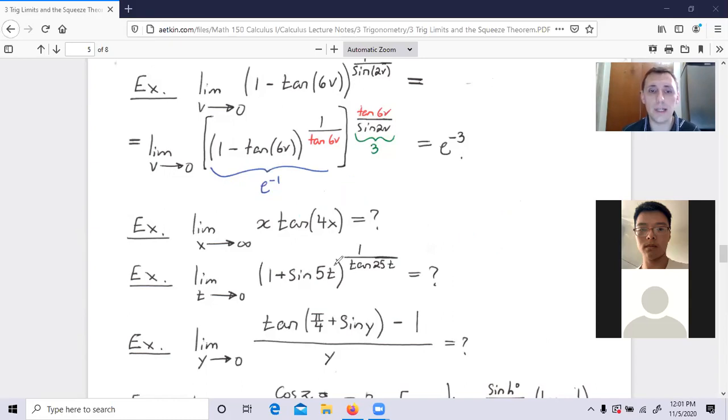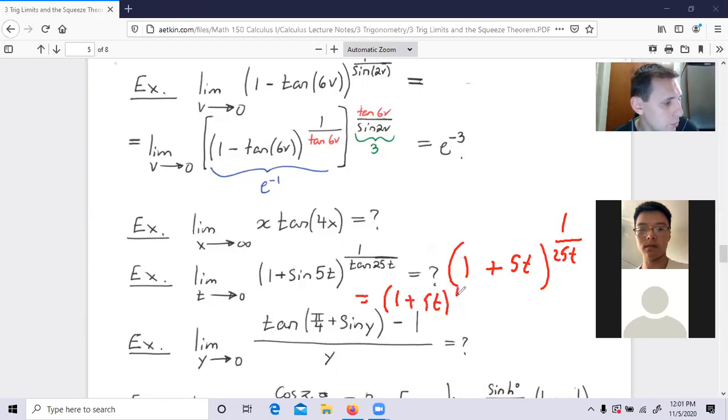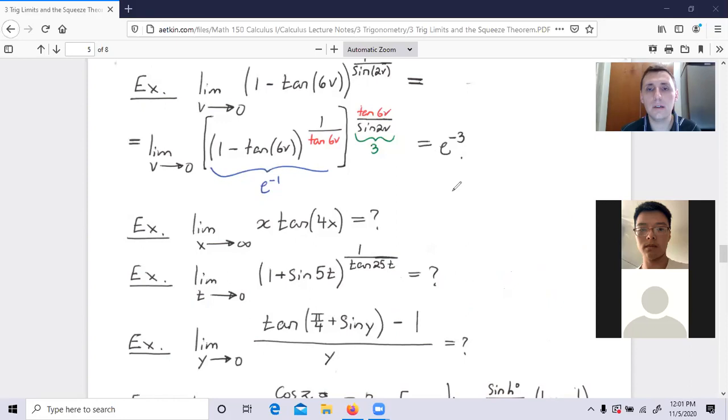What about this one? Second limit. It's simply 1 plus 5t to the power of 1 over 25t. So that's the same thing as 1 plus 5t to the power of 1 over 5t, the entire thing raised to the power of 1/5. So that will go to e to the power of 1/5. Good? Next.